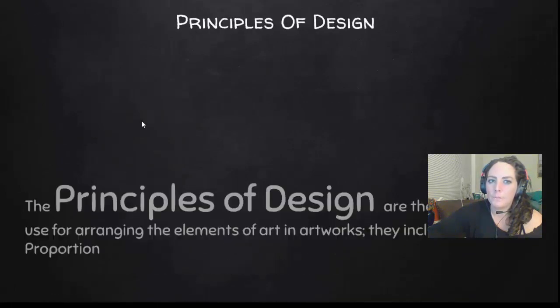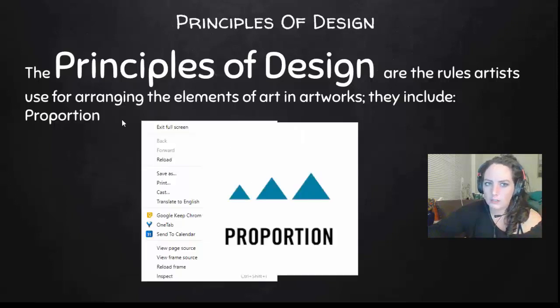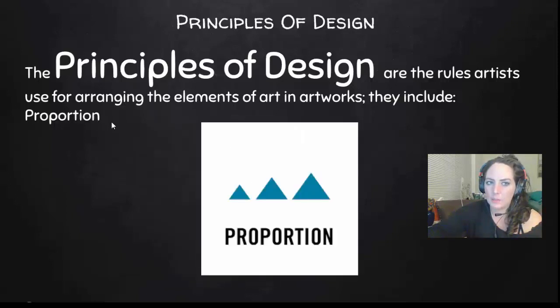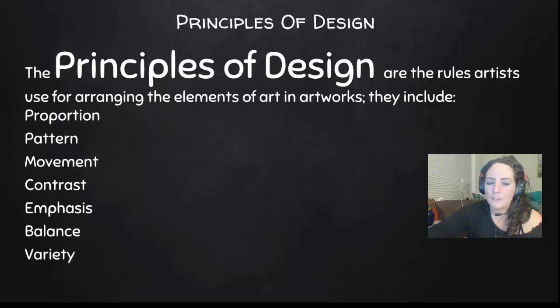The principles of design are the rules artists use for arranging the elements of art in artwork. So we have the elements of art, and then the principles of design is sort of how you communicate those elements of art. So proportion is size relationships between one thing to another. Pattern, movement, contrast, emphasis, balance, and variety.